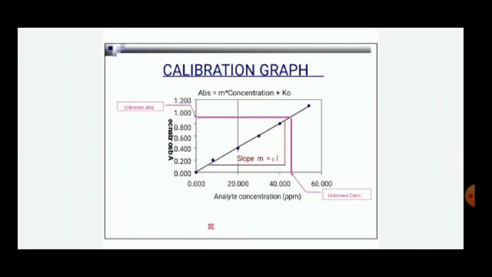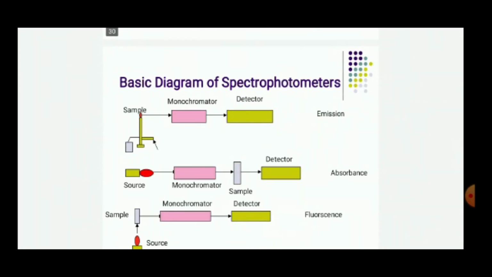This is how a typical calibration graph looks. That is a concentration versus absorbance plot. It is a straight line passing through origin, which says that with each increase in the concentration, the absorbance increases in the same proportion. That is why you get this kind of line, and from that line we can extrapolate the unknown absorbance and find out the concentration.